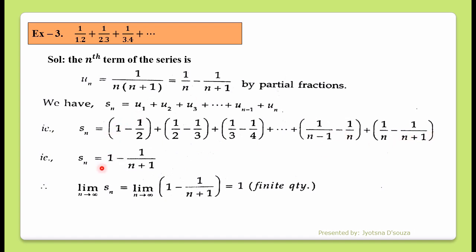Now let's take the limit as n tends to infinity to see the nature. When n tends to infinity, wherever n is there, we have to write infinity. So 1 by infinity will be 0. So we get it is equal to 1, which is a finite quantity. From here we can conclude that the given series is a convergent series.